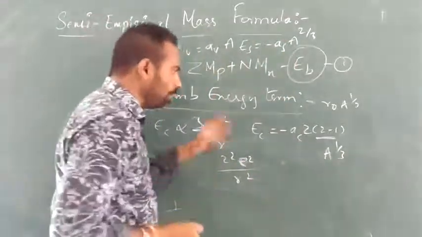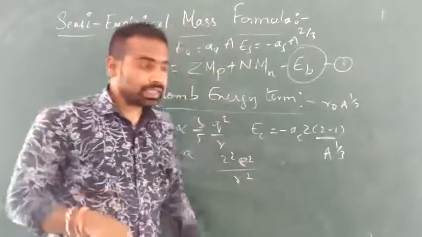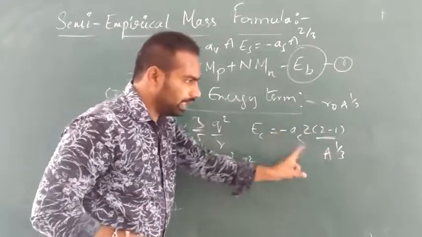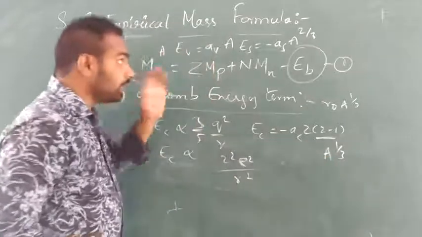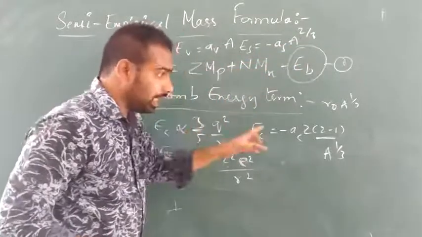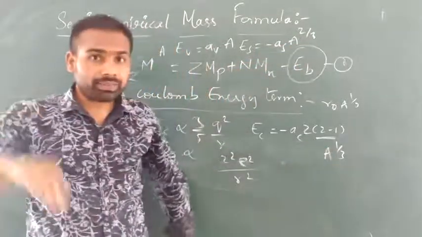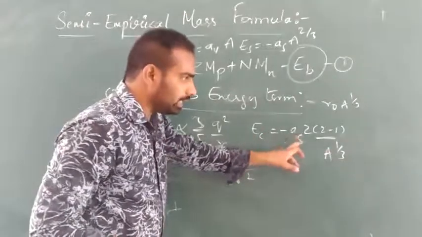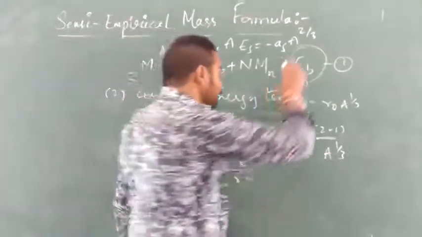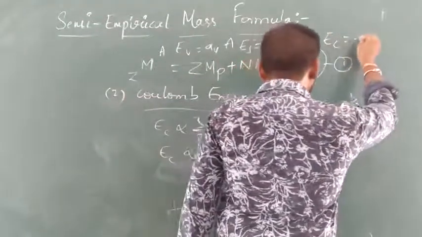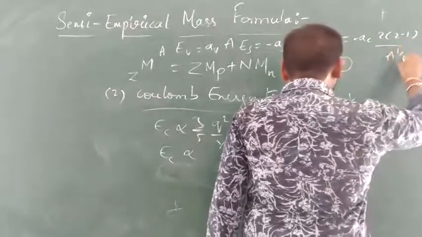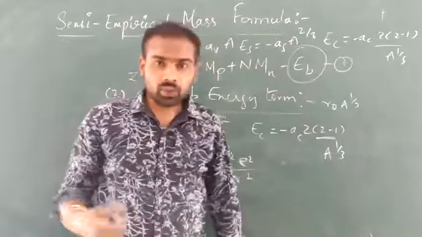So the Coulombic energy is given by minus AC Z into Z minus 1 by A power 1 by 3. It is inversely proportional to A power 1 by 3, the mass number, and directly proportional to Z into Z minus 1. So EC is equal to minus AC Z into Z minus 1 by A power 1 by 3. Like that, we got the next value, the Coulombic energy term.